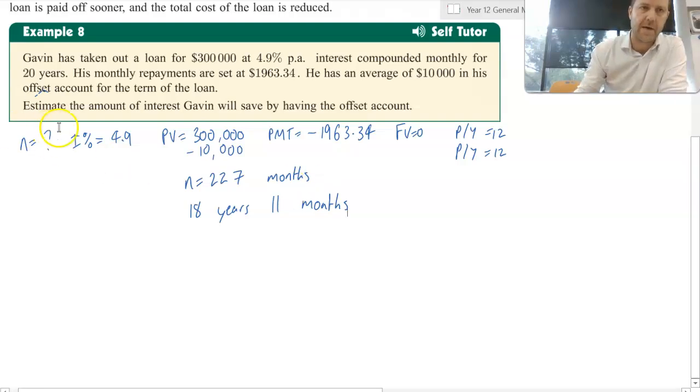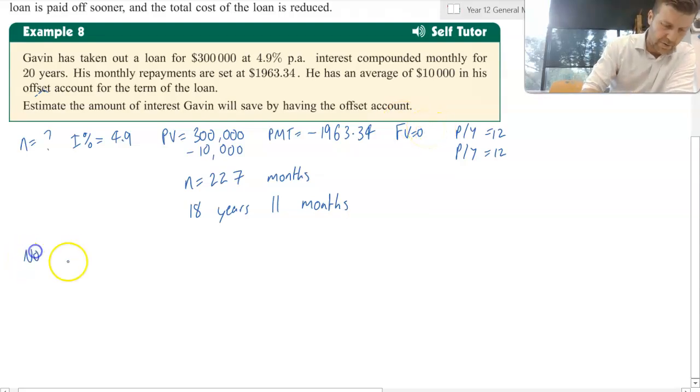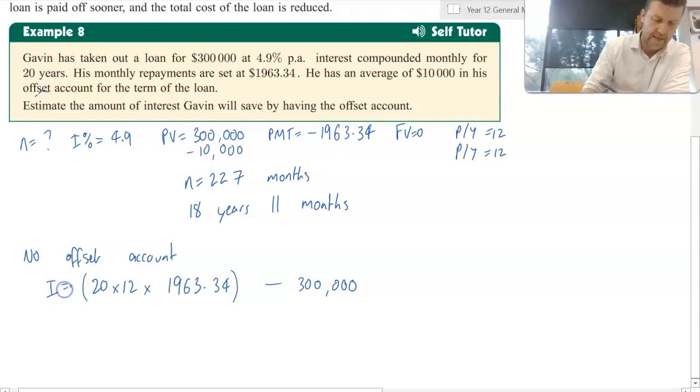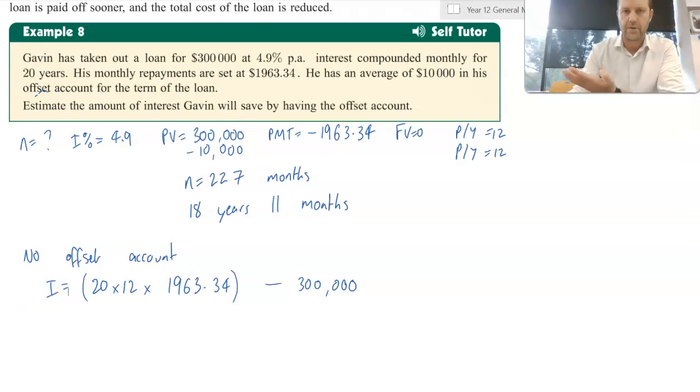So it says then to estimate the amount of interest Gavin will save by having the offset account. If he didn't have the offset account, he would be paying 20 years worth of monthly repayment of $1,963.34. And we're going to subtract the amount he borrowed, which was $300,000. And that will tell me how much interest he has to pay in total. So let's go ahead and look at that.